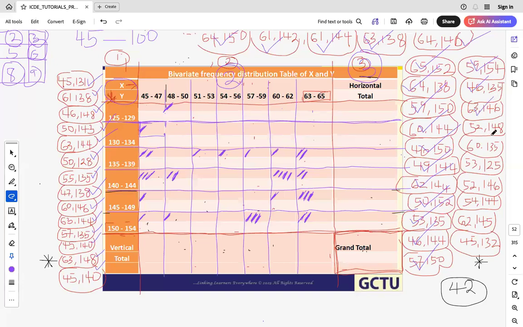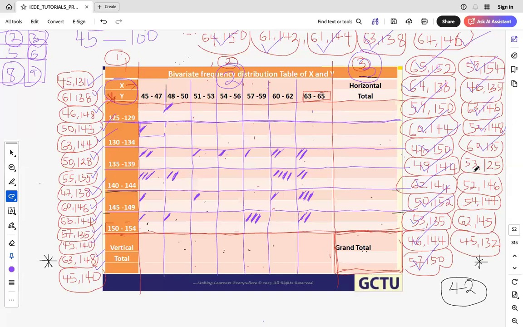Then we have 52, 148. 52 is here. You go down looking for 148, and then we land in this cell for the first time. So this is the first tally in this cell. This is also done. Next is 60, 135. This is the 60 column. 135 means we come down and we land in this cell, and this becomes the second tally in the cell or box. So 60, 135 is also done.